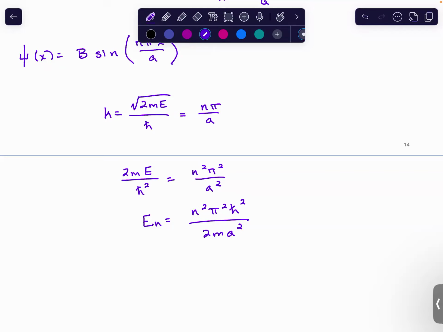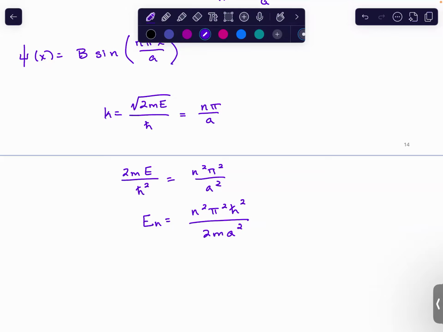Great. Okay, so now here's a question. Why did I write this as E sub n? What are we looking at specifically here? This is equivalent to the Bohr model. So this is energy at different levels? Yes. N is your principal quantum number.